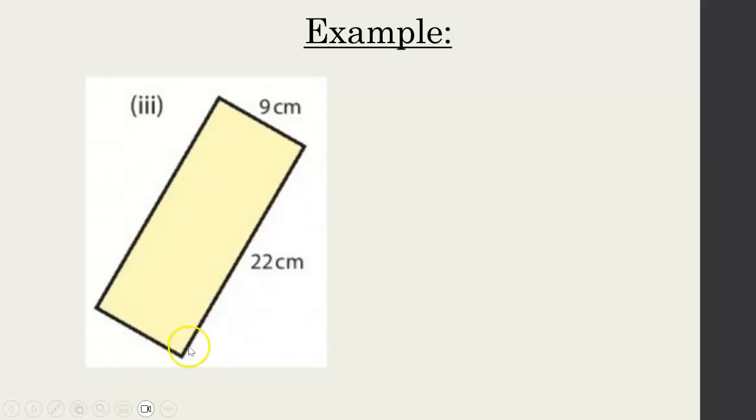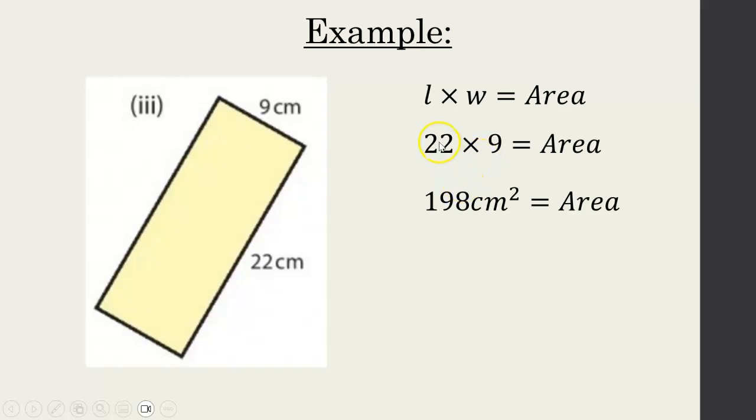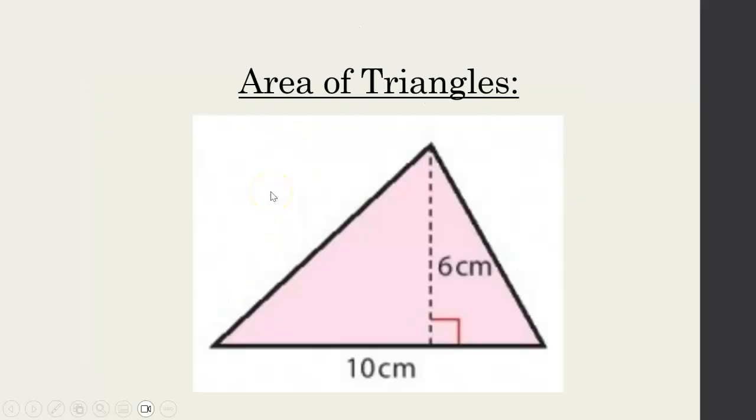So think about it. Okay, there's going to be 22 boxes in a row going all the way along here. And then how many rows are there going to be? There's going to be 9. So what's my formula? It would be the length by the width. So that will be 22 boxes and 9 rows. So the area is going to be 22 times 9, or 198 centimeters squared. That's how many boxes there would be altogether, 198. Okay, that's the area for rectangles and squares.